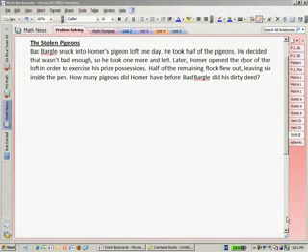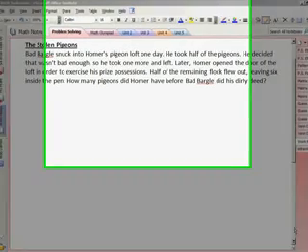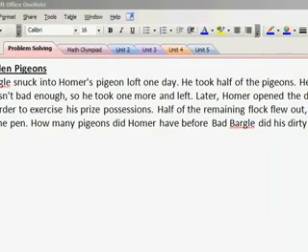Later, Homer opened the door of the loft in order to exercise his prized possessions. Half of the remaining flock flew out, leaving 6 pigeons inside the pen. How many pigeons did Homer have before Bad Bargle did his dirty deed?